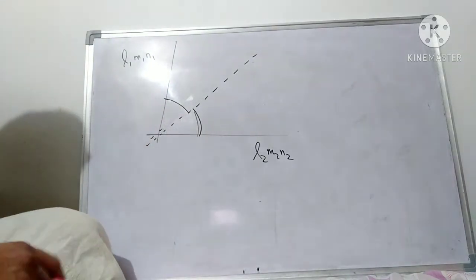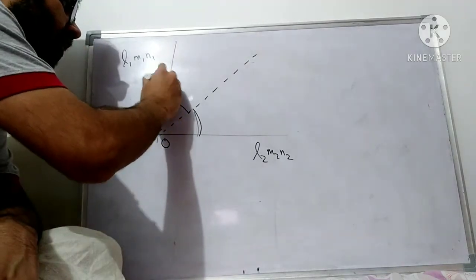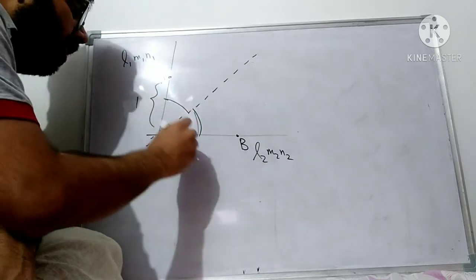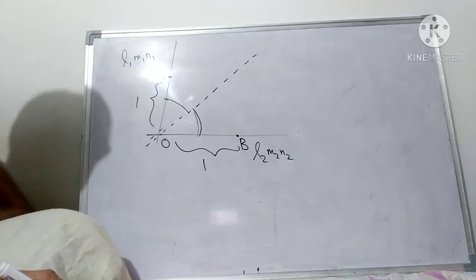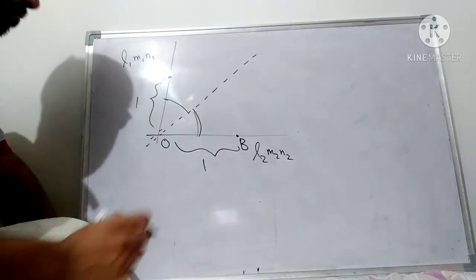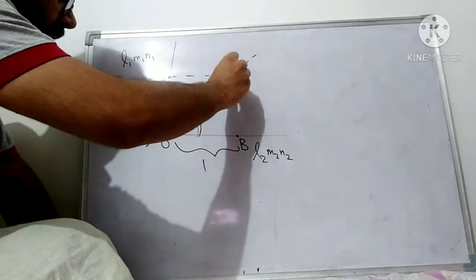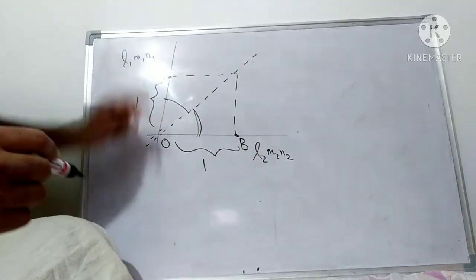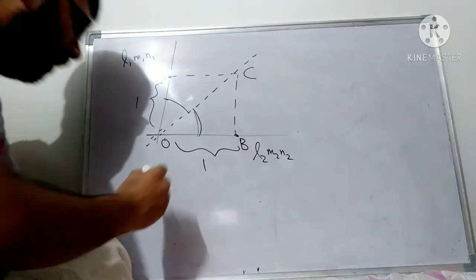For that, suppose this point is O, this point is A, and this point is B. OA length is 1, OB length is also 1. So in that case, if we construct this, then this will become a rhombus. So how do I write OC?